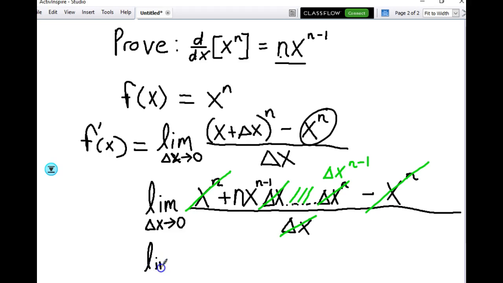The limit as delta x approaches 0 of the following. Now we have n x to the n minus 1.